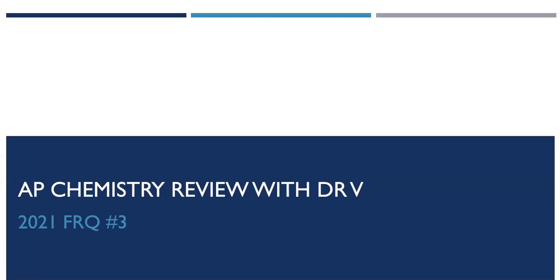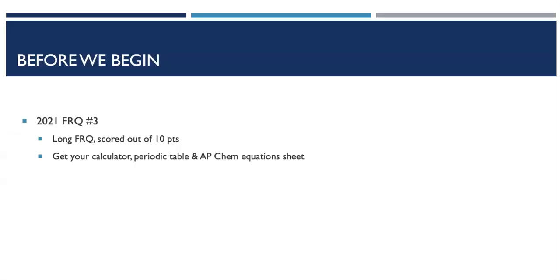This is the time of year when we start going through free response questions from past AP exams. In this webcast, we're looking at free response question number 3 from the 2021 exam. If you're familiar with the AP Chemistry exam, and at this point you probably are, the first 3 free response questions are long free response questions, and they're scored out of 10 points, and this one is too.